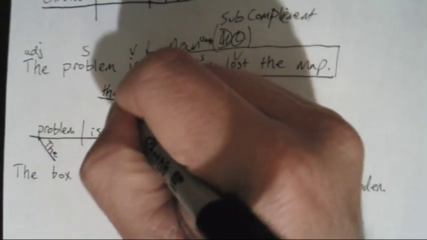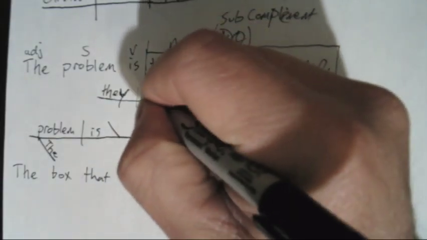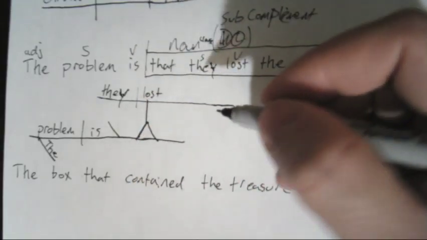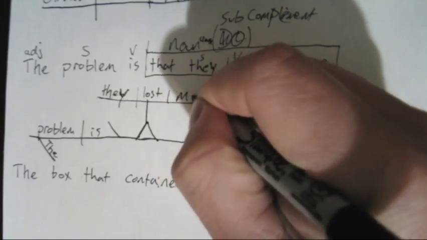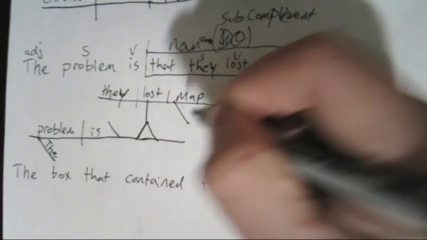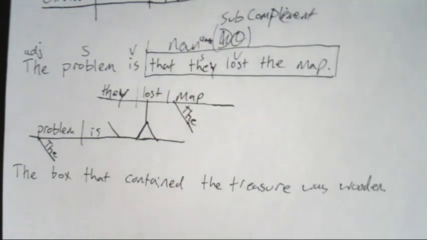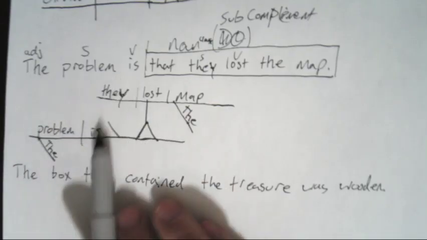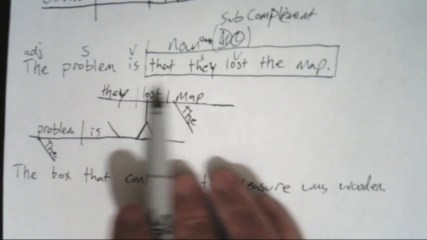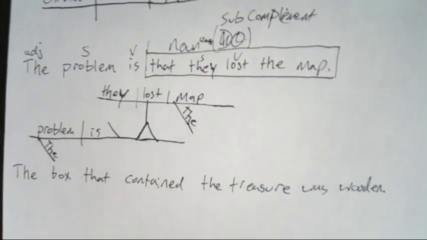They, draw a vertical line. Lost. What'd they lose? The map. Now, we've got the down here. Problem here is here. They lost the map. Got one little problem.